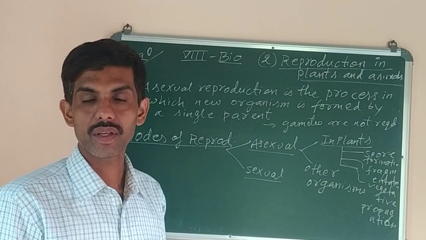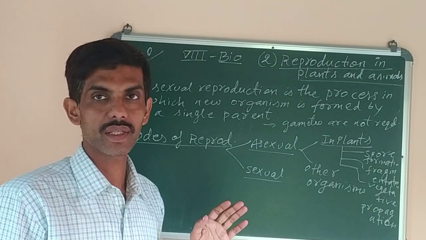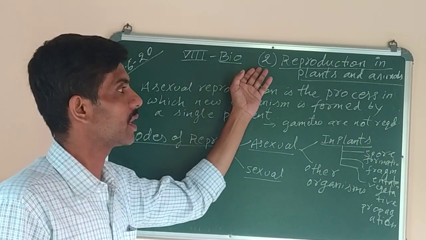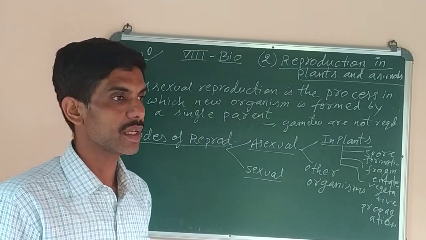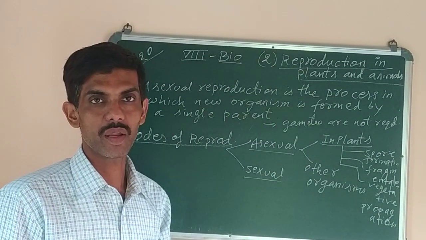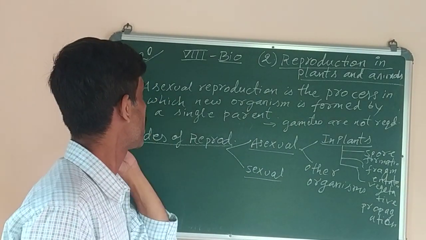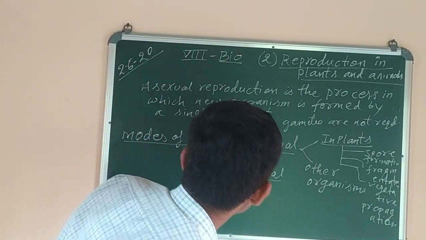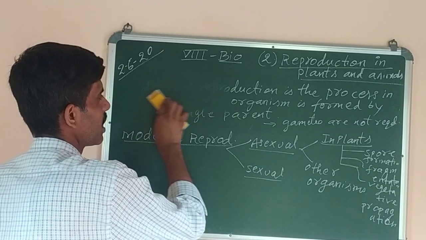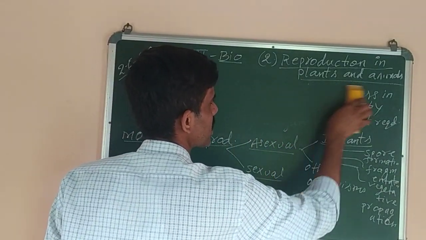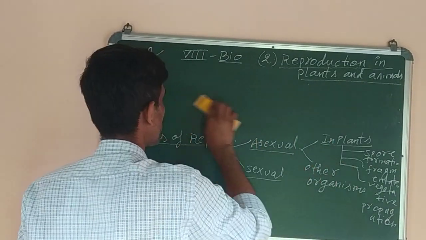In the first chapter, you have already completed along with the question answers. Now today, we have to start with the new chapter number 2, that is reproduction in plants and animals. So you know what is the definition of reproduction? Reproduction is the process by which living organisms produce young ones of their own kind.